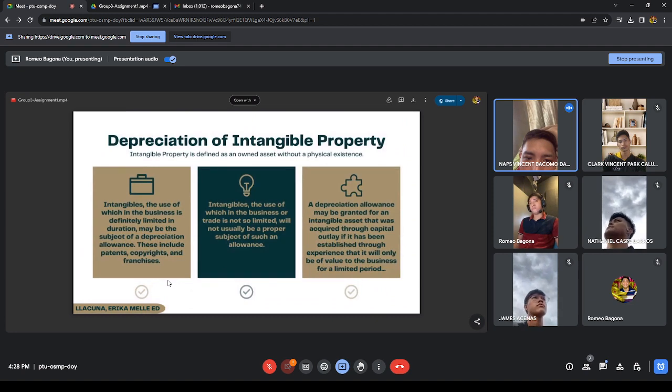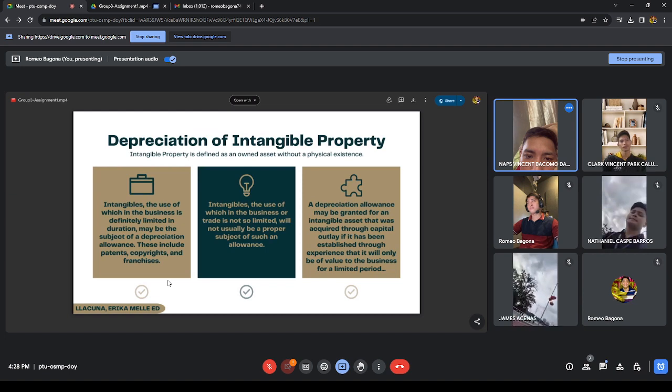Next is the depreciation of intangible property. But first, let us repeat its definition as stated earlier. Intangible property basically means an owned asset without a physical existence. Its depreciation can be determined by the following. First, intangibles, the use of which in the business is definitely limited in duration, may be the subject of a depreciation allowance, and these include patents, copyrights, and franchises.